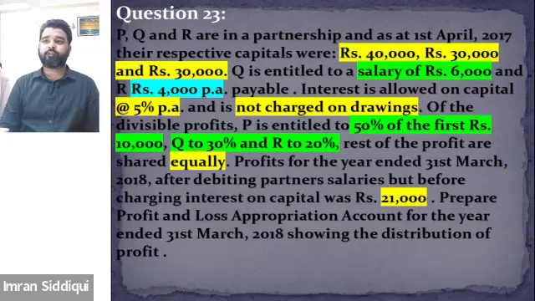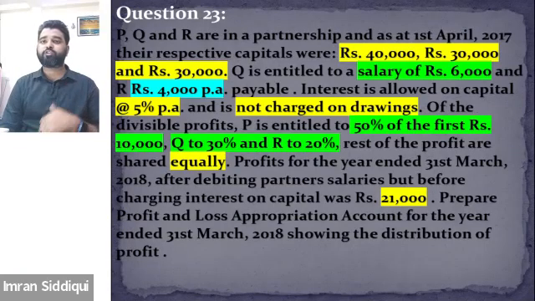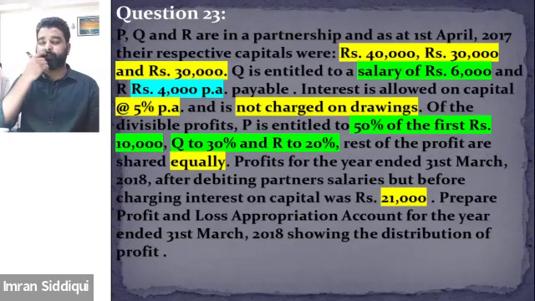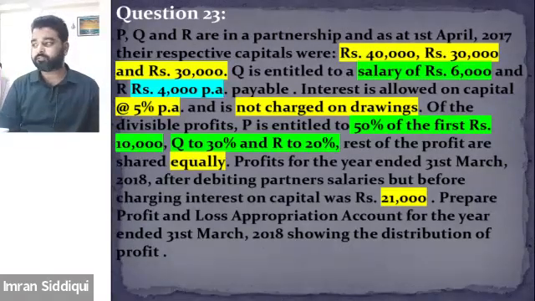Next point is profit. Profit for the year ended 31st March 2018 is given, which is 21,000. But the statement is saying that profit for the year ended 31st March 2018 is after debiting partner's salary. That means after deducting partner's salary, but before charging interest on capital. Then the question is asking us to prepare the profit and loss appropriation account for the year 2018, showing the distribution of profit among the partners as well.